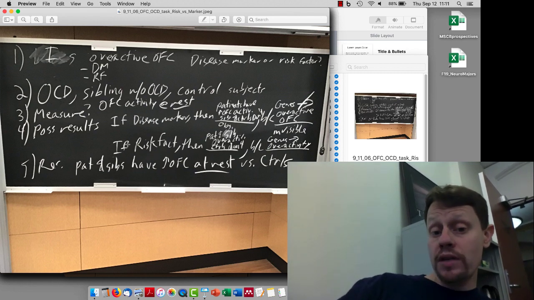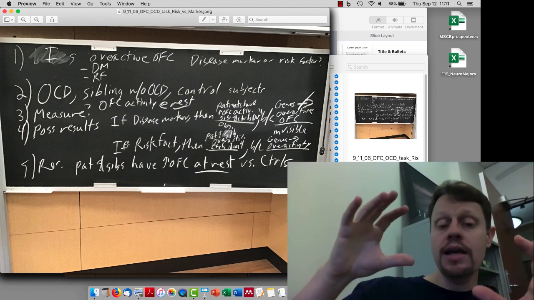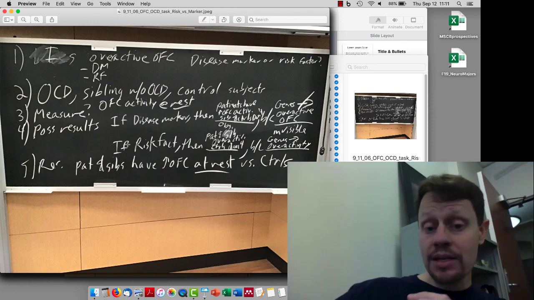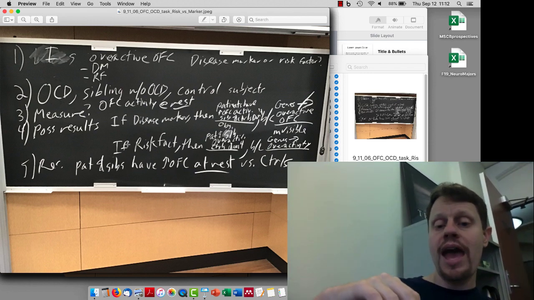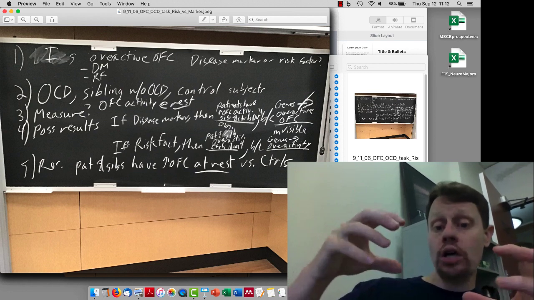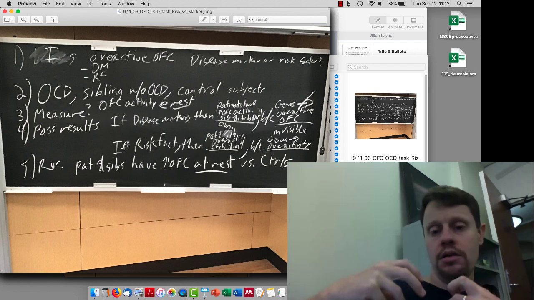Conversely, if this is a risk factor, if overactive OFC correlates with risk, then that means that the patients plus their siblings should have an overactive OFC, but the controls won't. And then that means that the genes are, again, we can't see the genes causing this, but the genes are causing overactivity.